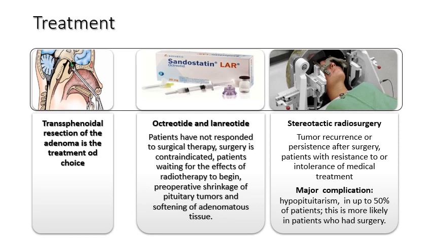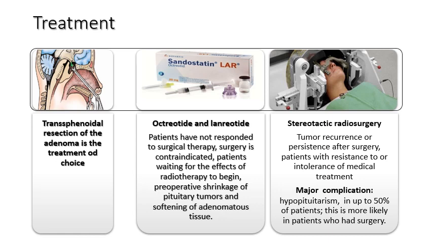And we also have another option, which is stereotactic radiosurgery or gamma knife. This is indicated in case of tumor recurrence after surgery, tumor persistence after surgery, or patient resistance to or intolerance of medical treatment if the patient was on medical therapy. So we have 3 modalities of treatment. The treatment of choice is transsphenoidal surgery, and sometimes we can use medical therapy with surgery, or if surgery failed or is contraindicated. And we have another choice of treatment, which is the gamma knife or stereotactic radiosurgery.